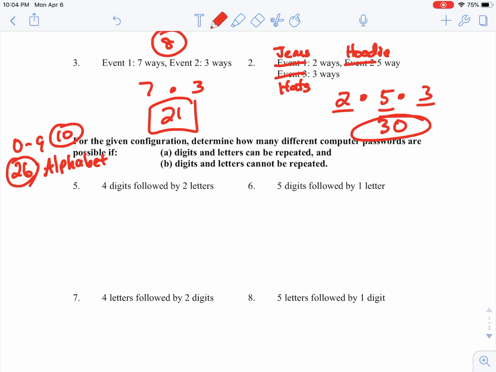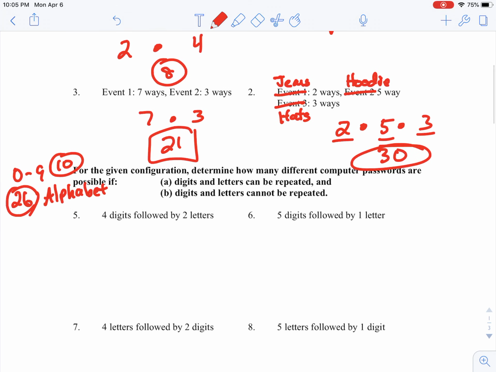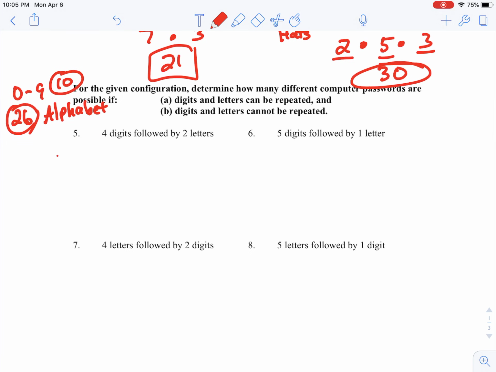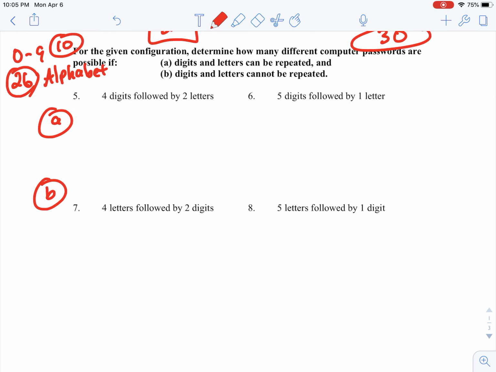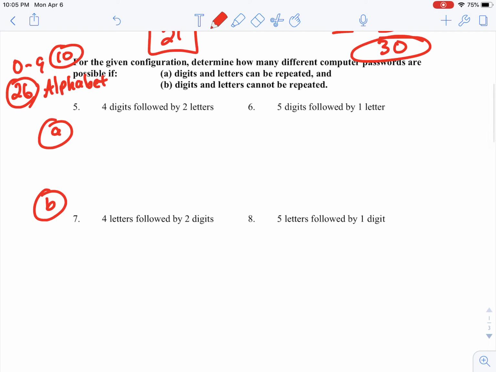It says digits and letters can be repeated, digits and letters cannot be repeated. All right, so each one of these has 2 problems going on. We're going to use 4 digits and then 2 letters.